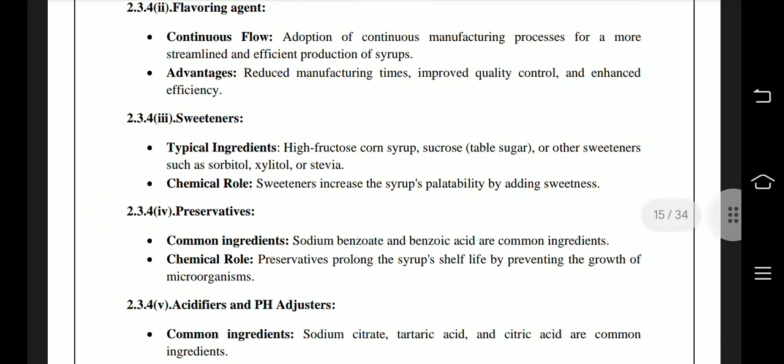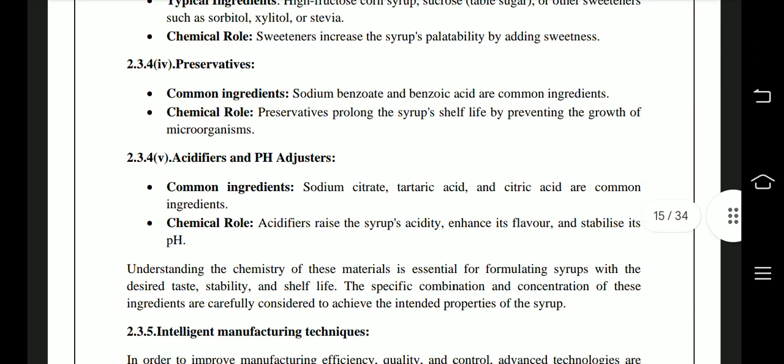Typical ingredients: high fructose corn syrup, sucrose, or other sweeteners such as sorbitol and stevia. Chemical role: sweeteners increase the syrup's palatability by adding sweetness. Next one is preservative. Common ingredients: sodium benzoate and benzoic acid. Chemical role: preservatives prolong the syrup shelf life by preventing the growth of microorganisms.